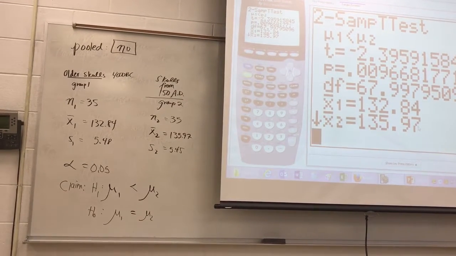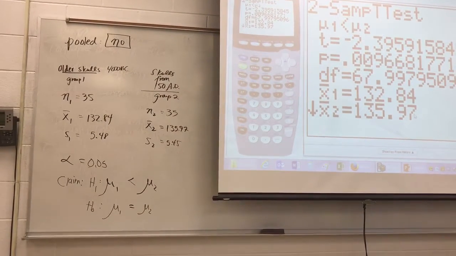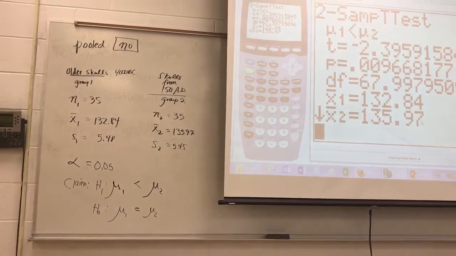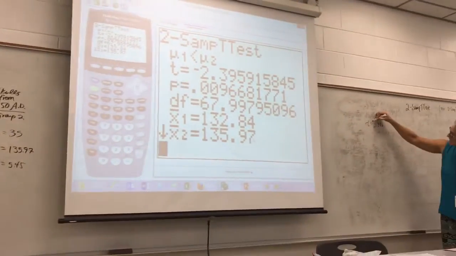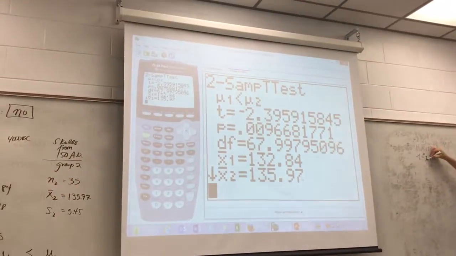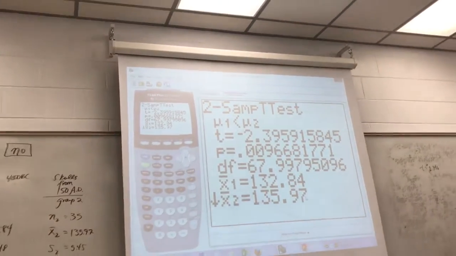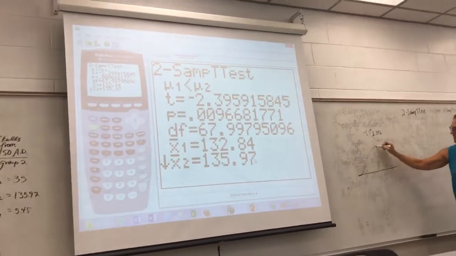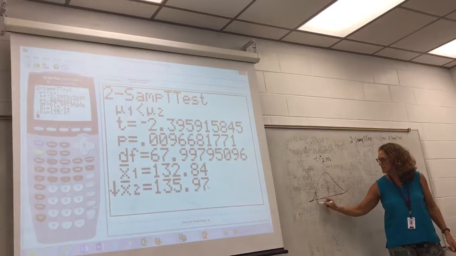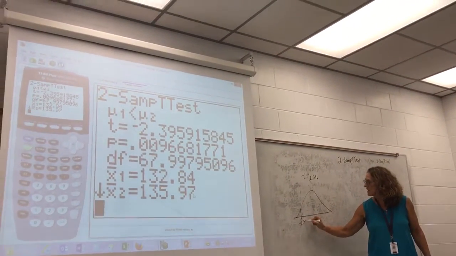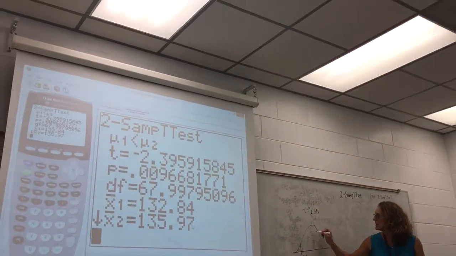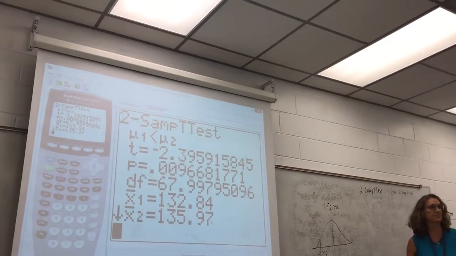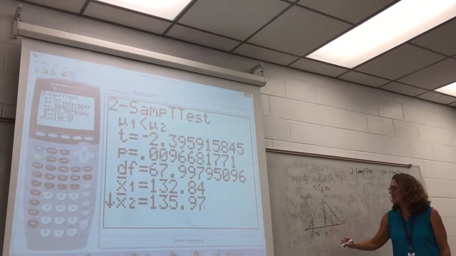Alright, so we have a test statistic of negative 2.396. Negative. This is again what we would call a left-tailed test. And that's pretty far to the left, more than 2 standard deviations to the left of the mean. How do you know when you do it to the left? Less than. Oh, okay. Yep, yep.